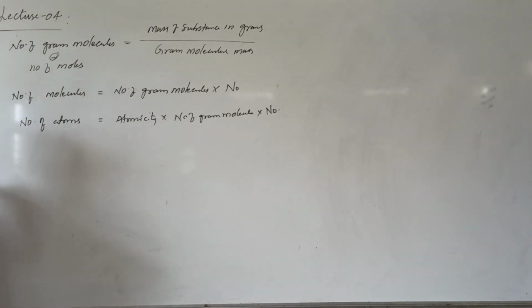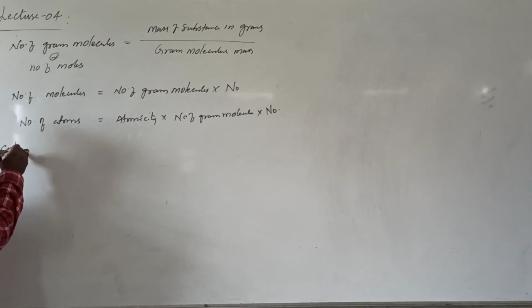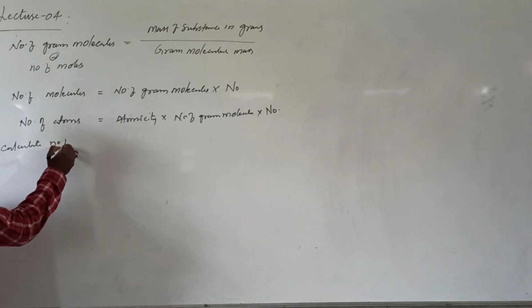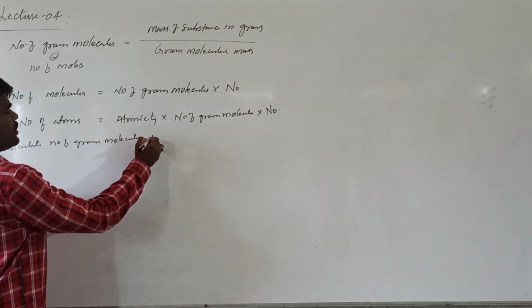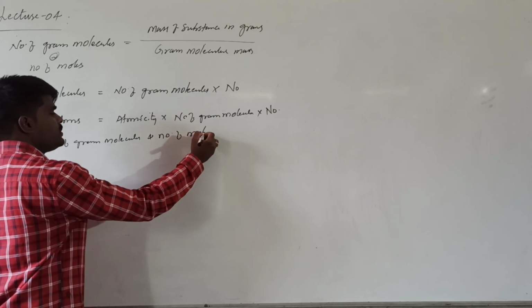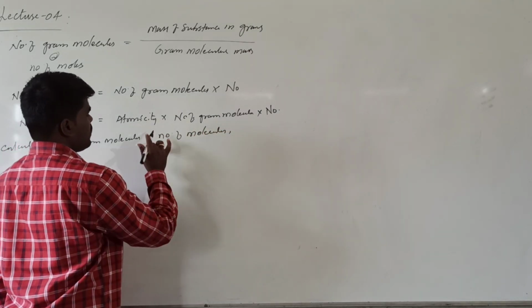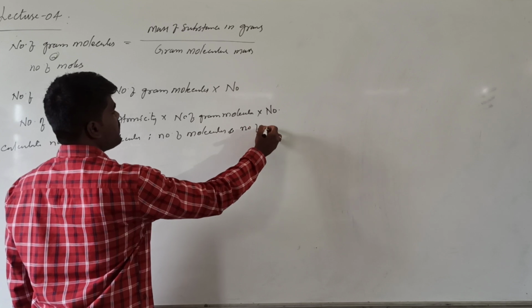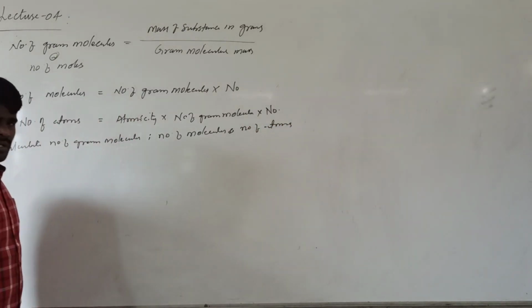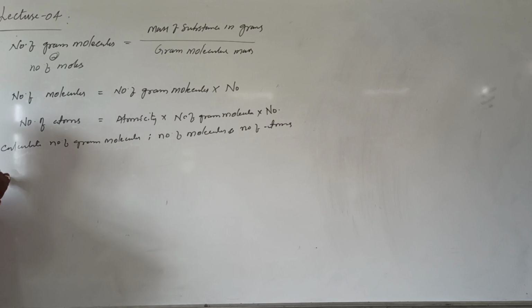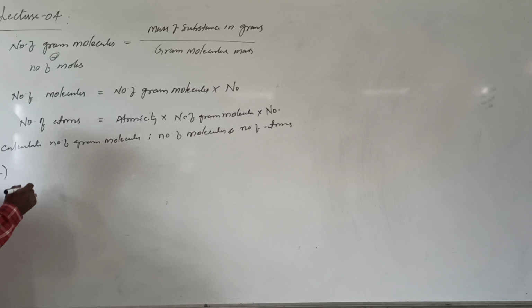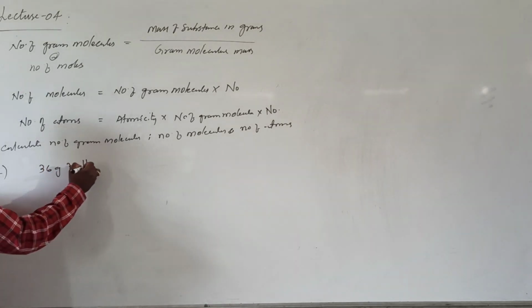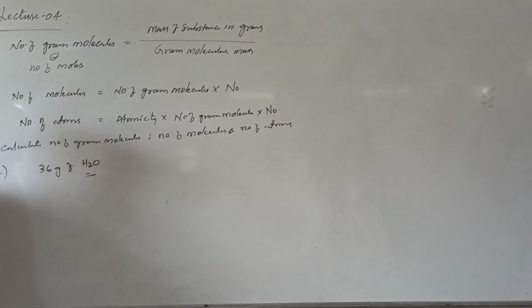Suppose you are given an example: calculate the number of gram molecules, the number of molecules, and the number of atoms in the following substances. Let us take the first substance as 36 grams of water. Calculate the number of gram molecules in 36 grams of water.